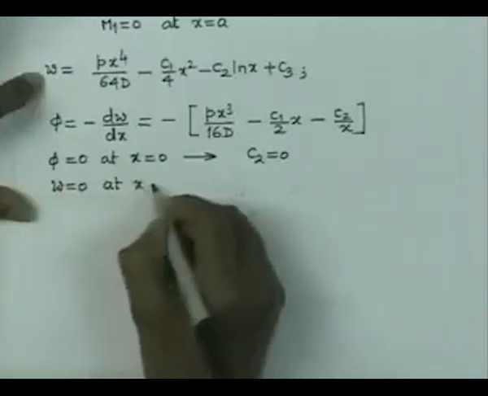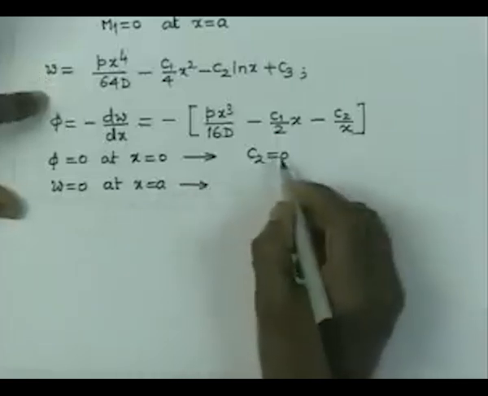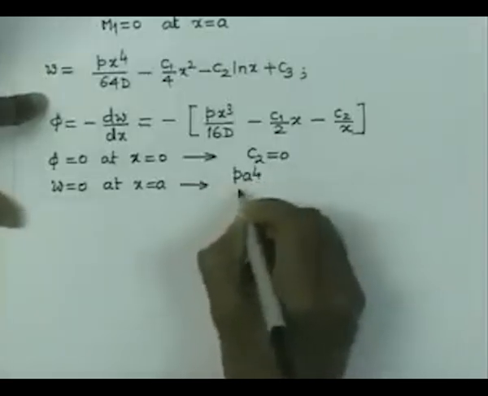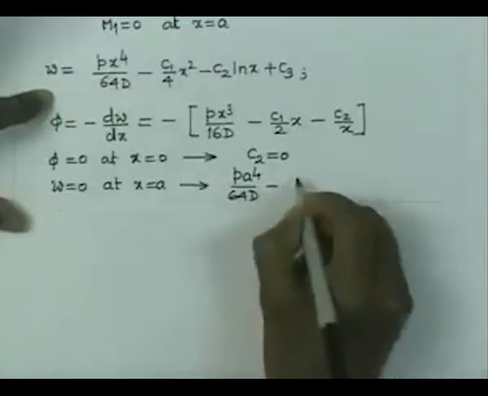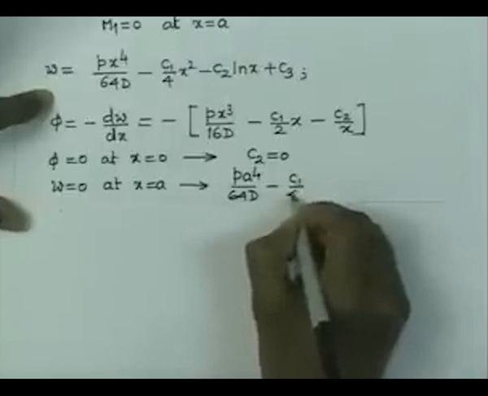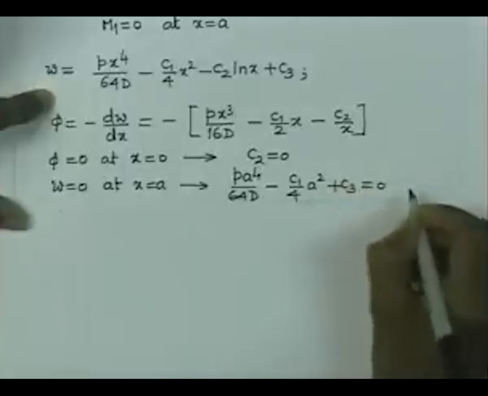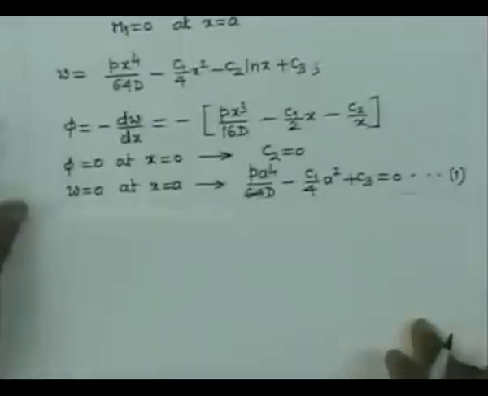We will just substitute W equal to 0 at x is equal to a, noting that we have already got C2. So, therefore, this is going to be p a^4 by 64D minus C1 by 4 a square plus C3 equal to 0. So, this is equation number 1. We have two constants involved.